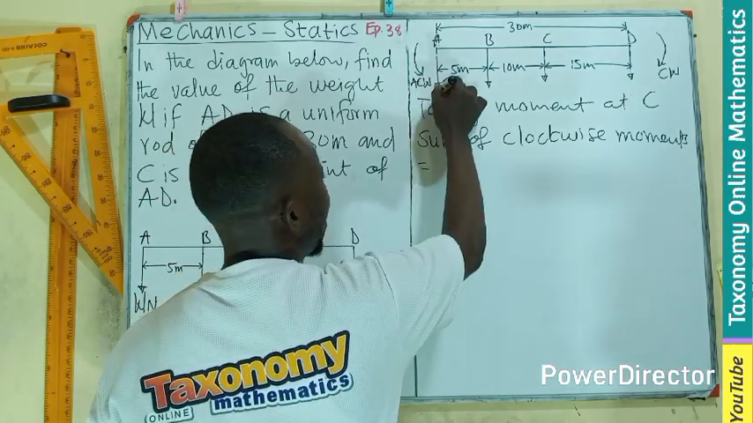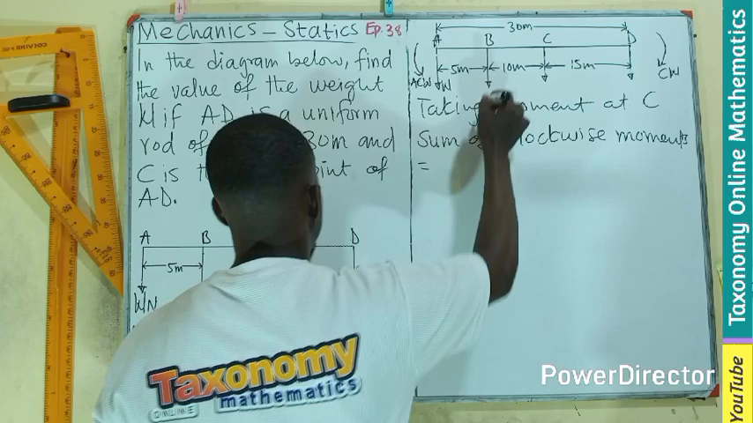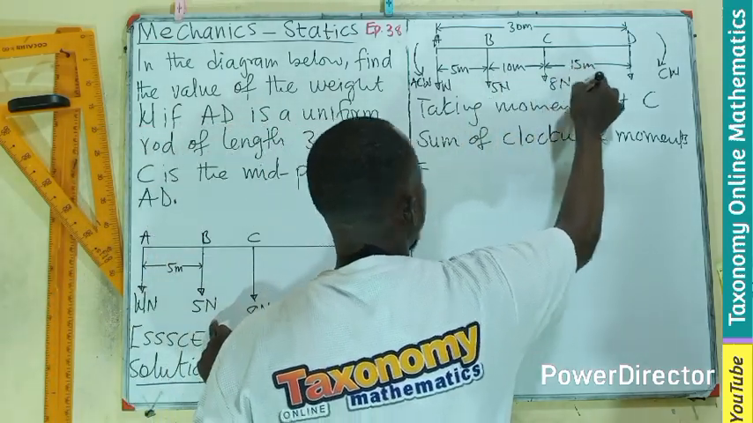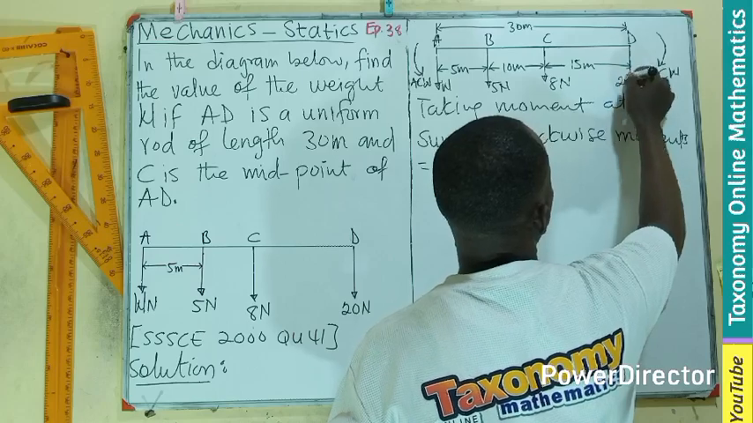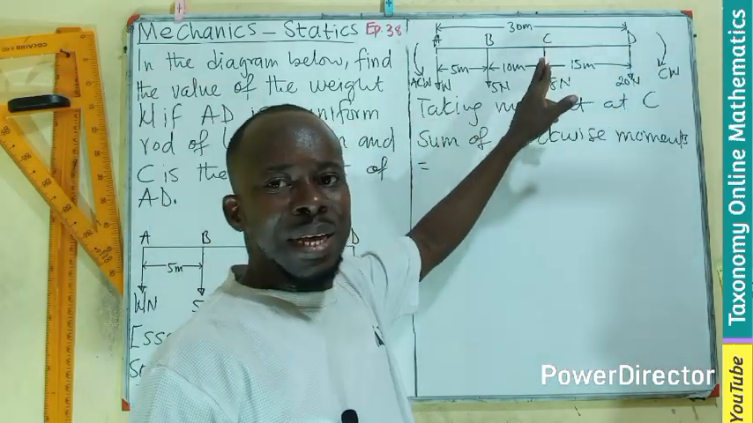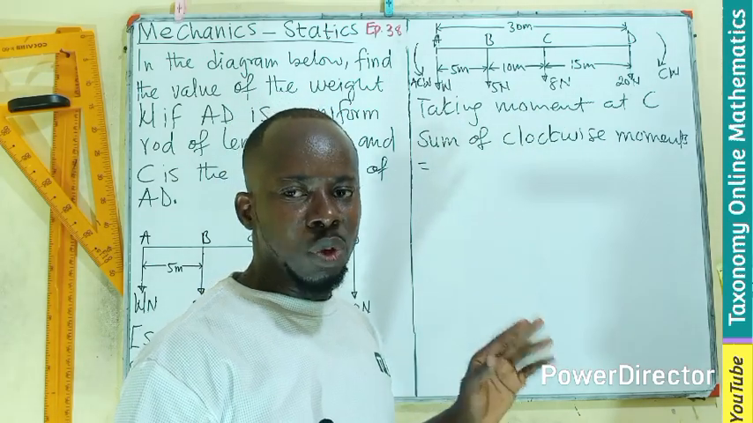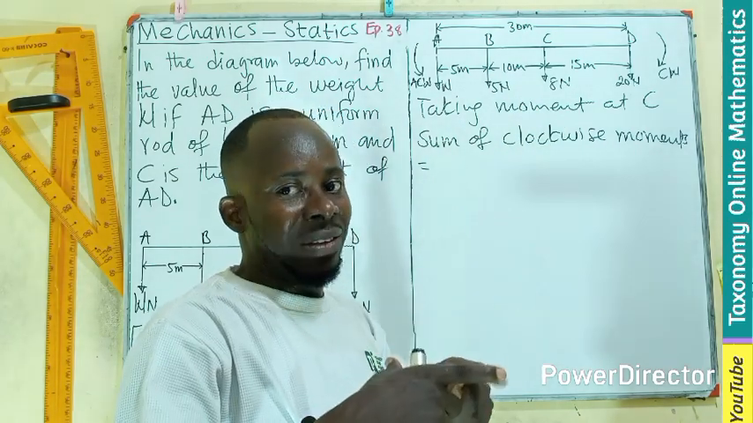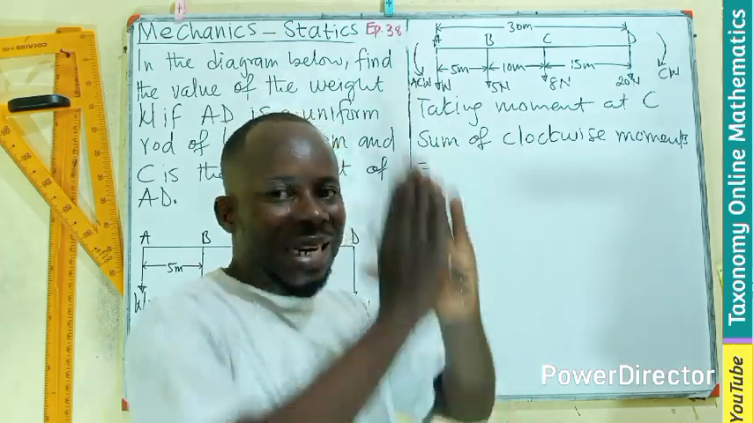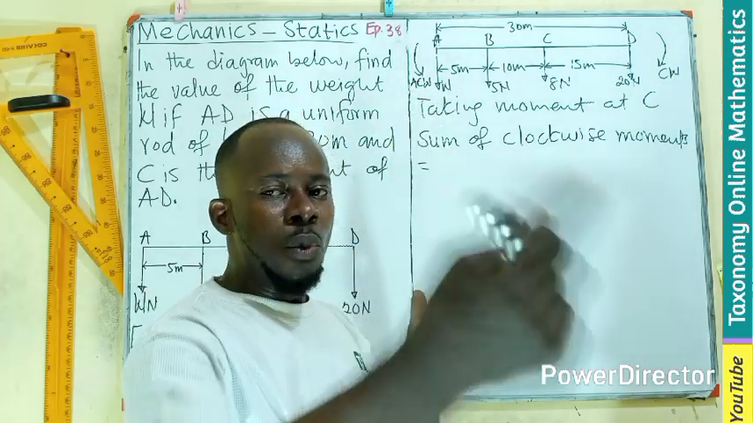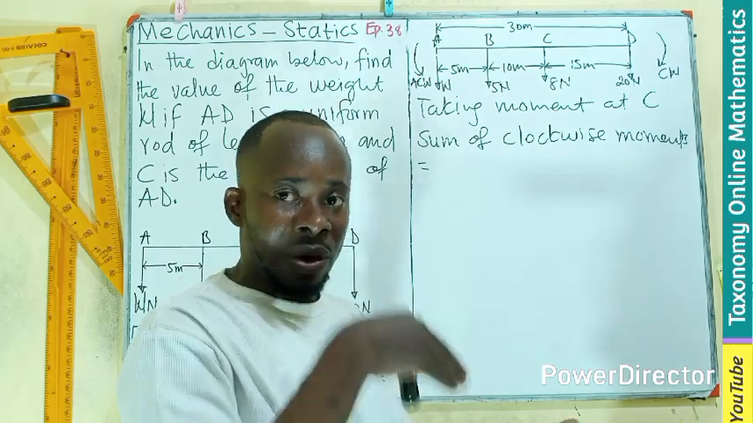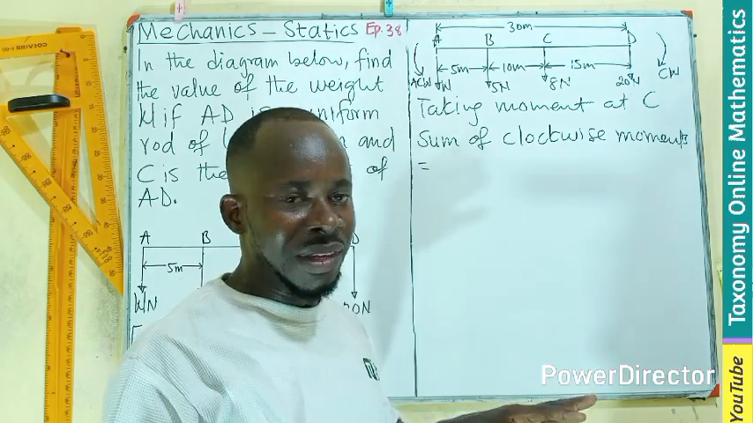This is also going to be our W. I think we have here 5 Newton, 8 Newton, and 20 Newton. Now, if we are taking moment at C, it means that the moment of the 8 Newton force is going to be 0, because the distance that the force is away from the point where you are picking your moment is 0. So 0 times 8 will be completely 0.